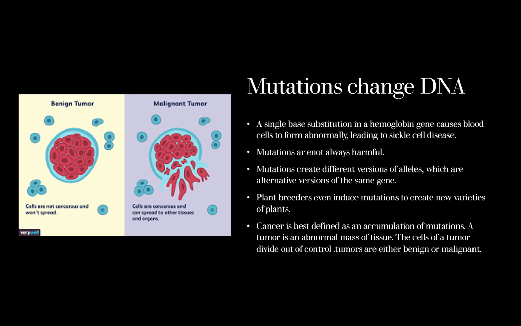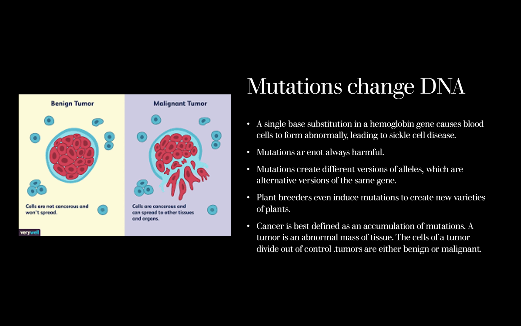So mutations can change your DNA. A single base substitution in a hemoglobin gene causes blood cells to form abnormally, which will lead to sickle cell disease. That's a form of mutation that we actually know about in real life. Once again, a single base pair substituting incorrectly within the hemoglobin gene causes blood cells to form abnormally. They look more like banana shaped rather than circular, and it leads to what we call sickle cell disease. So mutations are not always harmful. They're not always a bad thing.